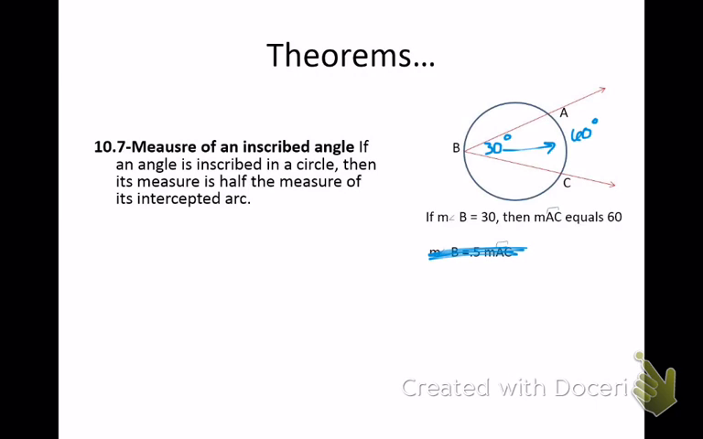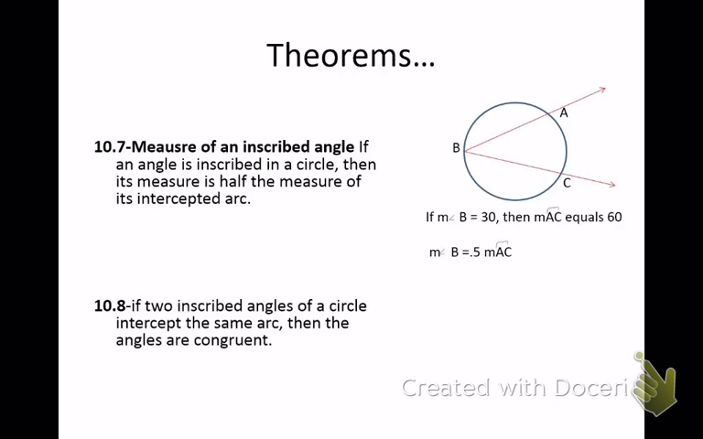Now, I like to think of this more as the angle is equal to the arc divided by 2. And we can get to 60 using a formula also. The angle is 30, so to find the arc, just multiply both sides by 2. And so the arc ends up being 60. Okay?